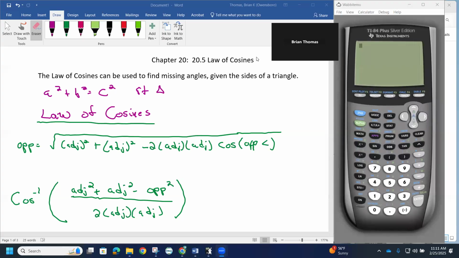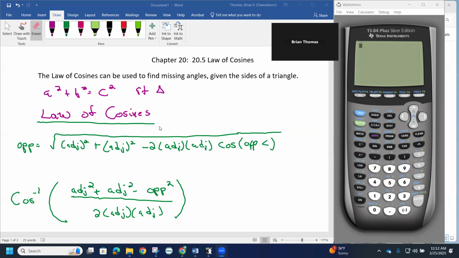So as we dive deeper into chapter 20, 20.5 gets into what we call the law of cosines. The law of cosines can be used to find missing angles if we're given just the sides of a triangle. That's one of its uses. So remember, there is the Pythagorean theorem, a squared plus b squared equals c squared. Remember, if this holds true, then we have a right triangle. Otherwise, we're going to have what's called the law of cosines.